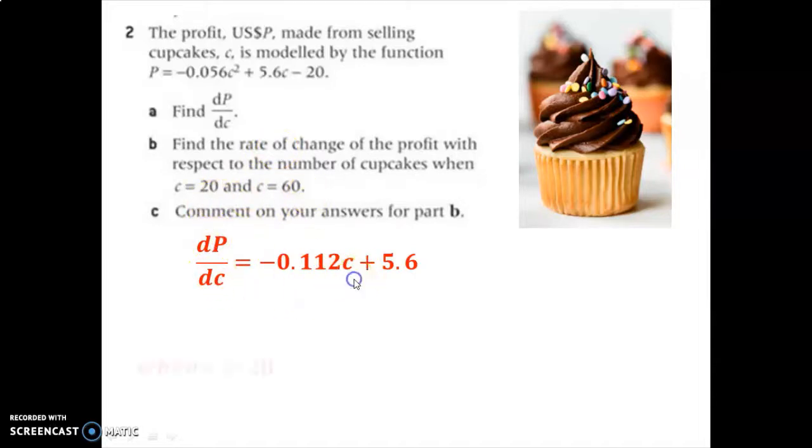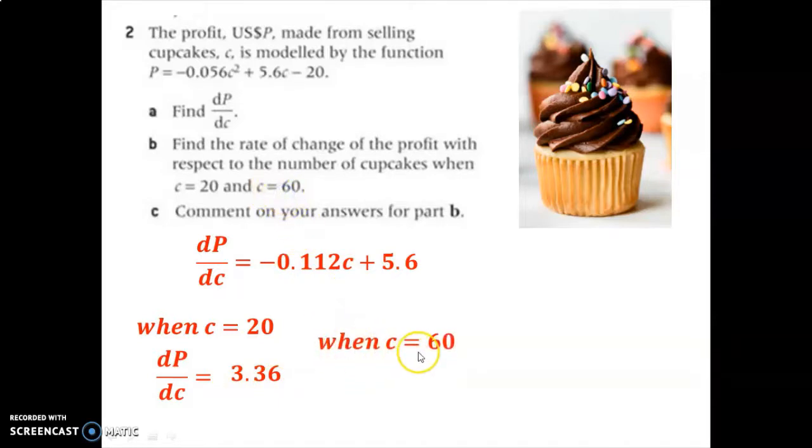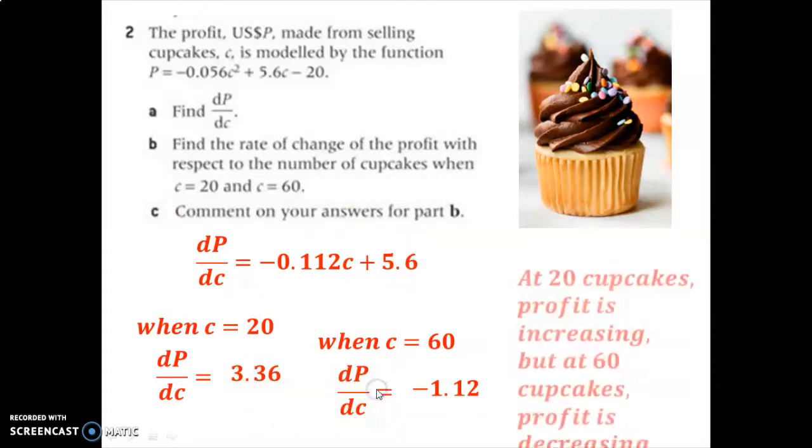So put 20 in here first. When c is 20, when 20 goes into the derivative, we get 3.36. Okay, now find it when c equals 60. Okay, when c equals 60, put 60 in there, and we get a derivative of negative 1.12. Interesting that there's a negative answer here. So that's why question C says comment on your answers. So what do you notice happening here? Like, what's going on? Okay, let's see.